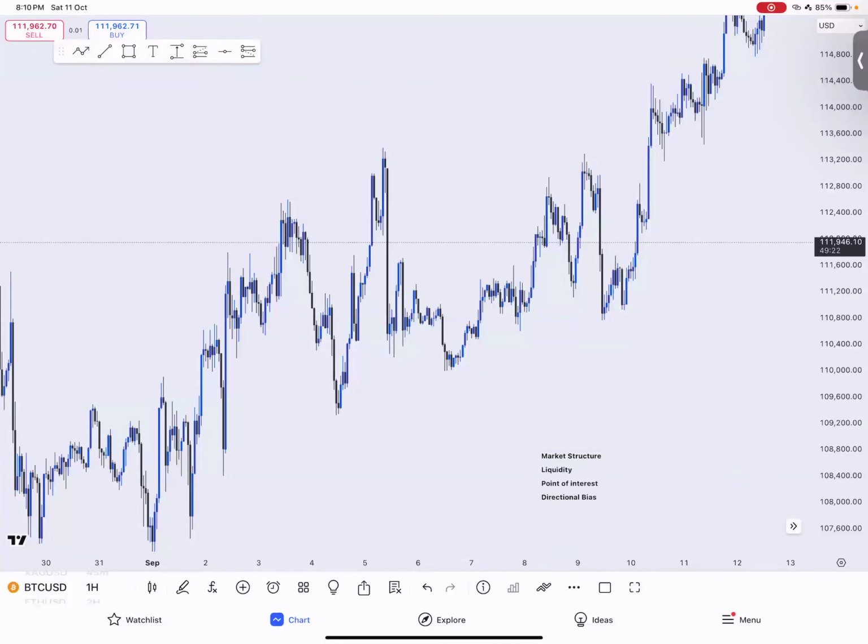First of all, the market structure basically tells you the direction of the market at that point. The liquidity is the zone where there is money in the market, where price is likely to go to first. And then the point of interest is the key areas you look out for to enter your trades. Then the directional bias is basically the general direction of the market on the higher time frames.